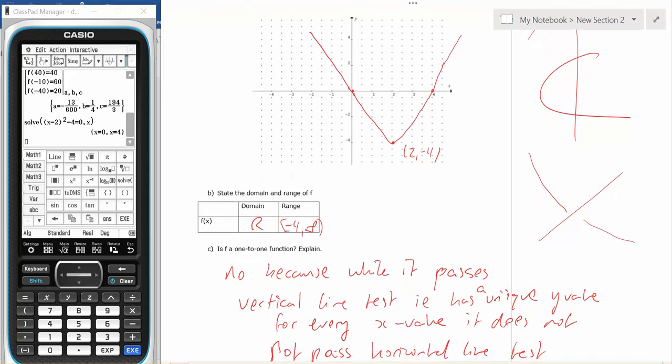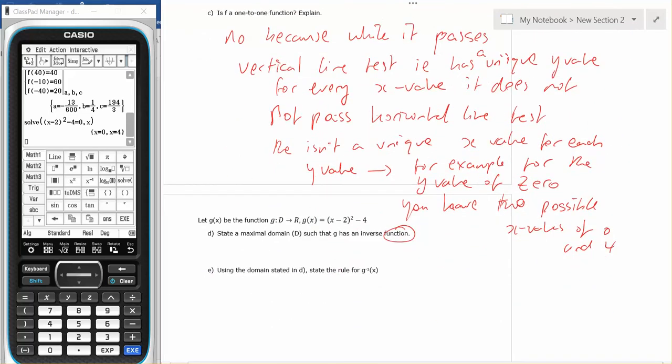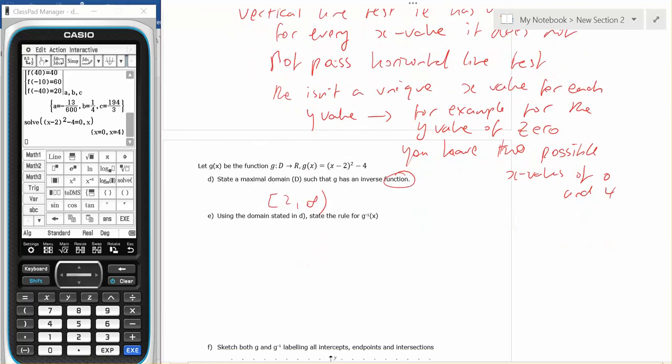So I might take the second half. So your domain is 2 to infinity. 2 to infinity will be a good domain. Now there are two answers. Obviously, you can have negative infinity to 2 as an answer. Now use the domain stated to find the rule for g inverse of x.